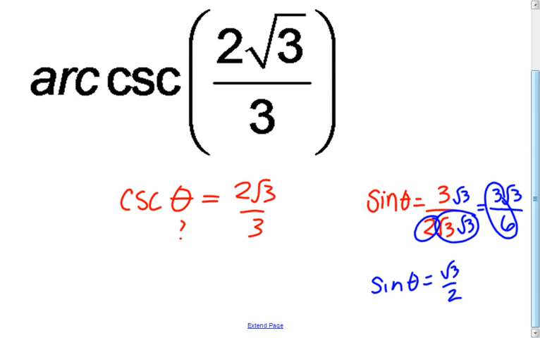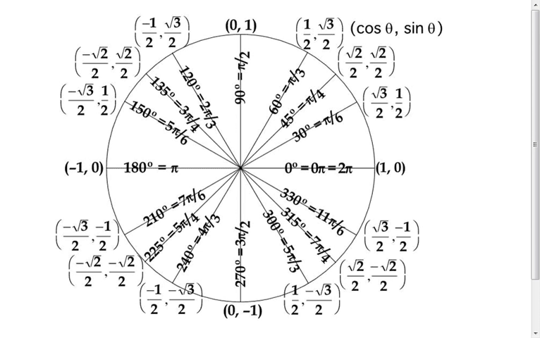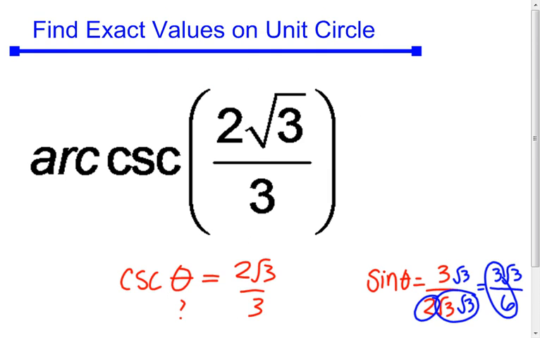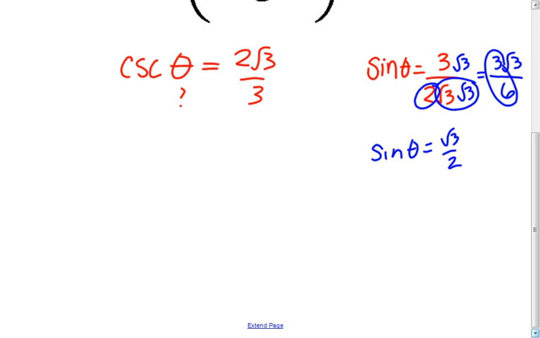So I'm going to go over here. Remember that sine is your y value. Your y values are root 3 over 2 right here at pi over 3. And your y values are also root 3 over 2 over here at 2 pi over 3. So 2 pi over 3 and pi over 3 are my two possible choices.